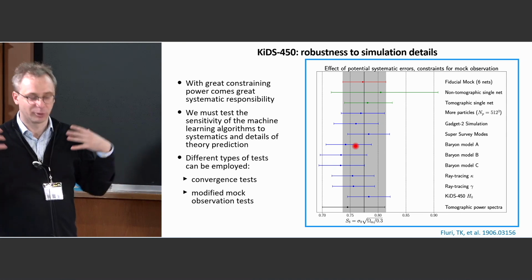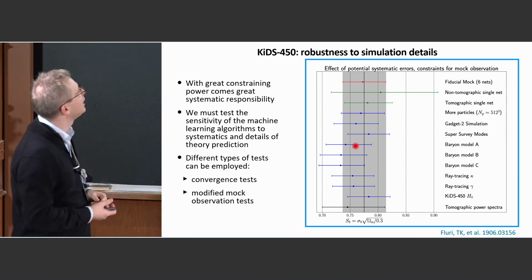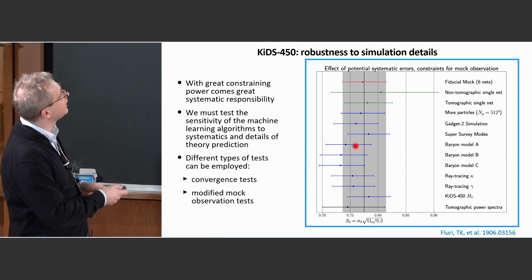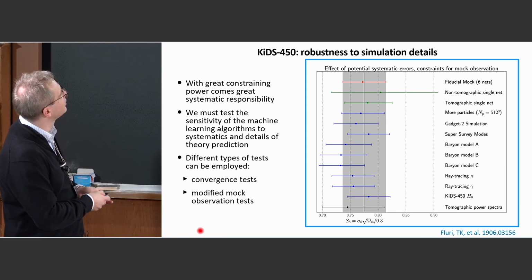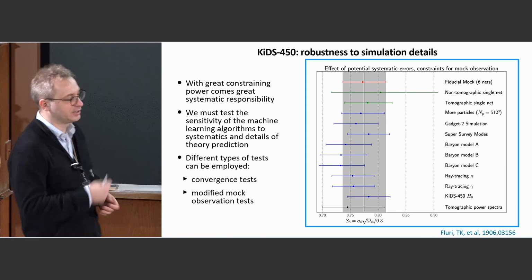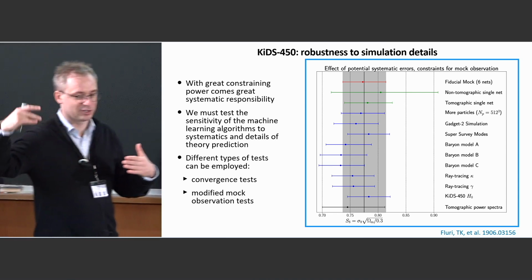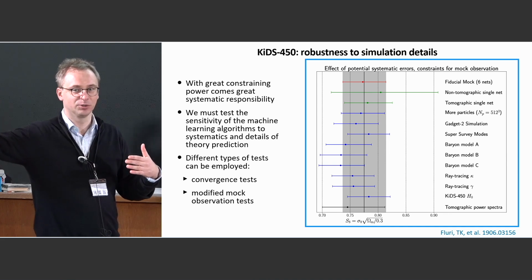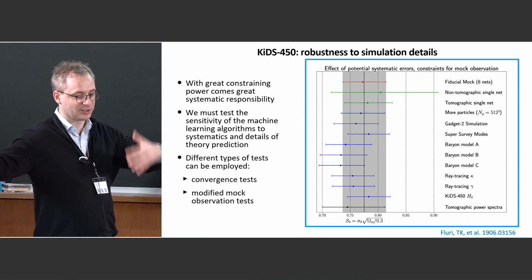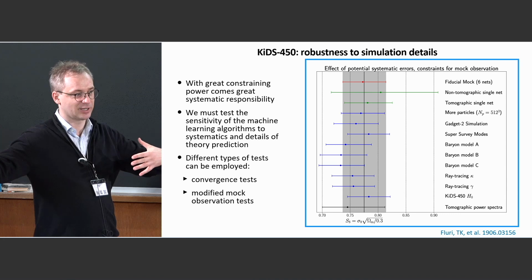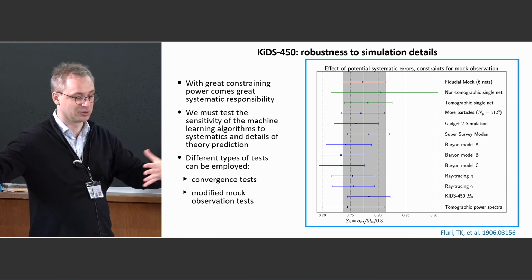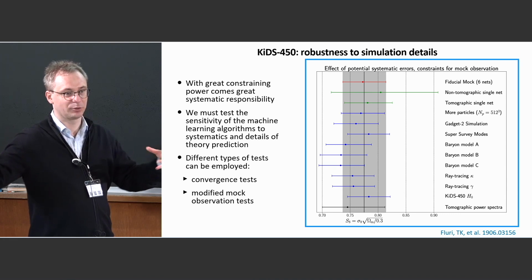But nevertheless, knowing that, we unblinded our results. So these tests, what I call modified mock observation tests. The idea is that we have the initial conditions that are the same as for the standard simulation that is used to train the system. And we made alternative simulations with the same initial conditions that have something different, like higher resolution or baryons or things like that. And we compared the response.